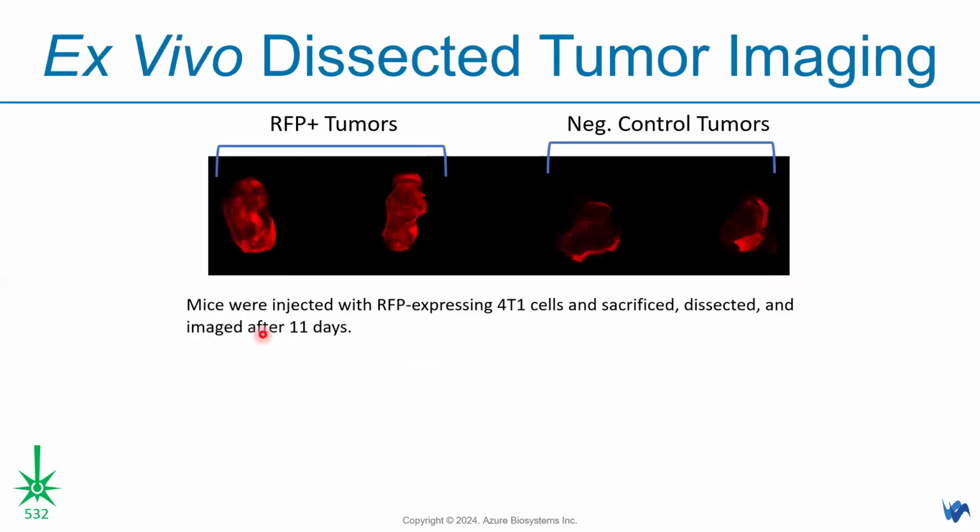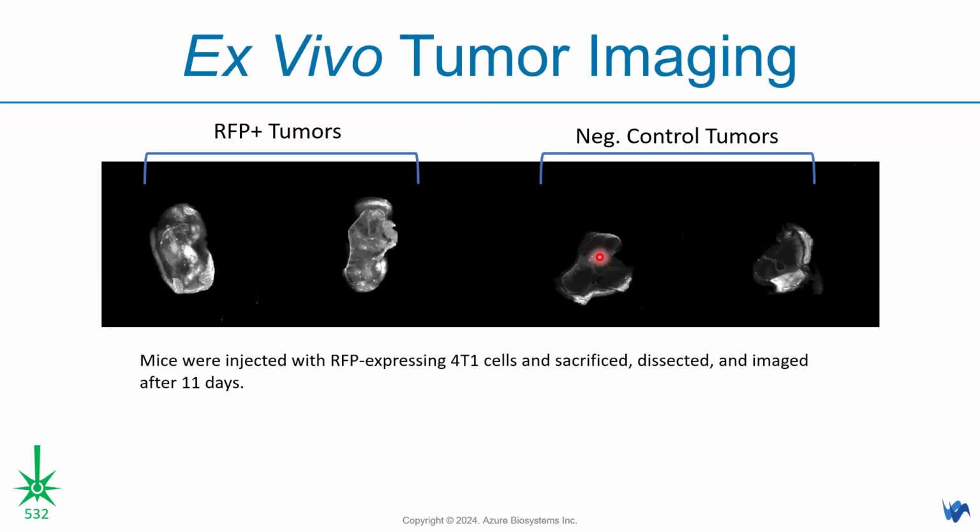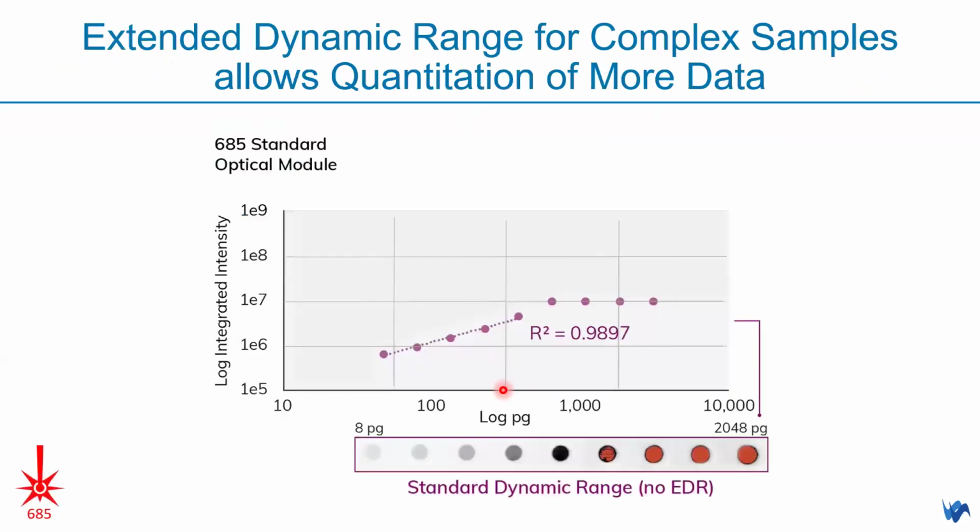Ex vivo dissected tumor imaging. This is what we're trying to show, in grayscale as well. All the fluorescence signal imaging in Sapphire FL supports extended dynamic range. Here I want to show what we have in a complex data set. Let's say you have overexpressed samples, wild type, and knockout or knockdown samples, which you have to quantify on a single assay. Here it will be on a blot.